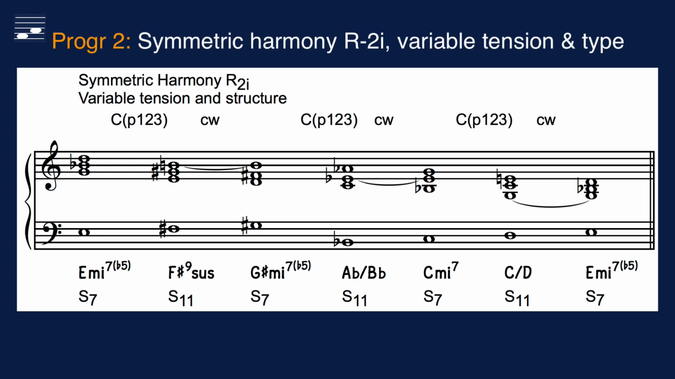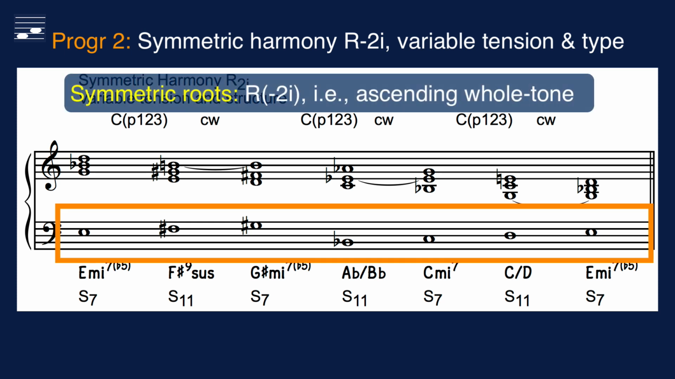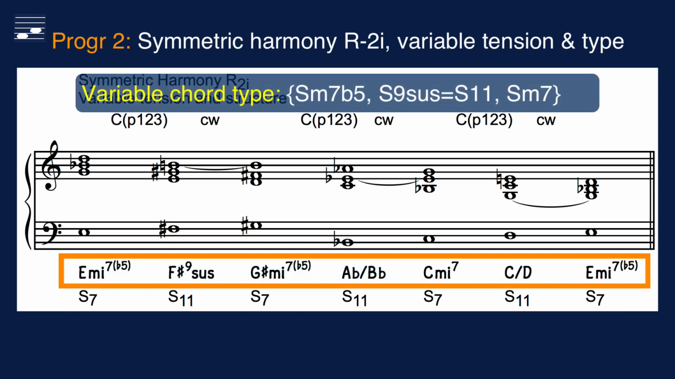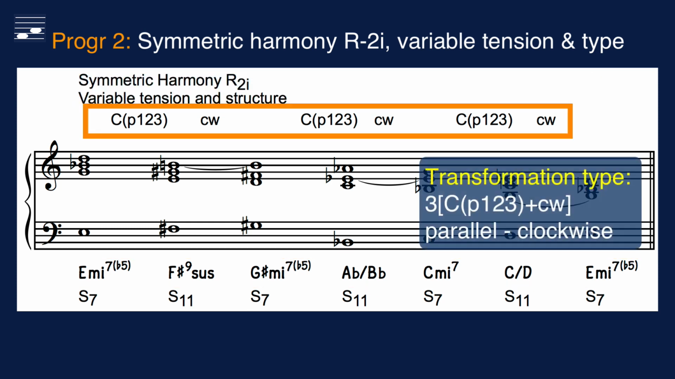In progression example 2, we focus on the symmetric system of harmony, R-2I, with the roots forming an ascending whole tone scale. There's a variable tension with alternating S7 and S11 chord structures. The example uses 4 chord types, including the half diminished 7th chord, the dominant 9 sus4 chord, and the minor 7th chord. The transformation is based on alternating complete parallel motion and clockwise cyclic part permutation, as I will illustrate now.